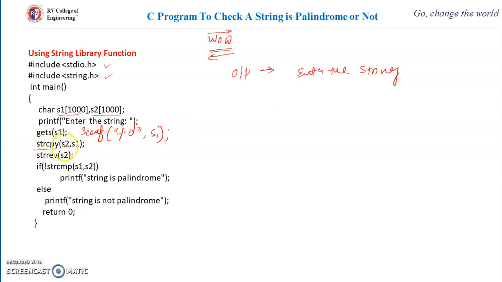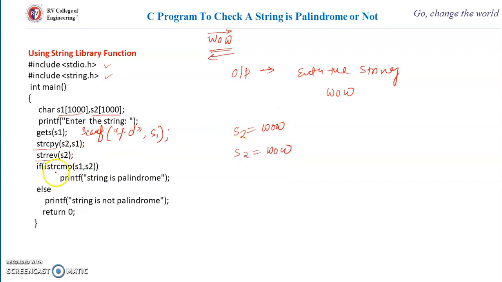And then this is the string library function strcpy. It is a string copy function which is used to copy one string to another string. So here s2 comma s1, that means the string s1 will be copied to s2. So we'll enter some string. So this is s1, so s1 will be copied, that means wow will be copied to s2. So now s2 has wow, and then this is another string library function, string reverse. So this will reverse the string. So now after reversing also, s2 will be wow only.